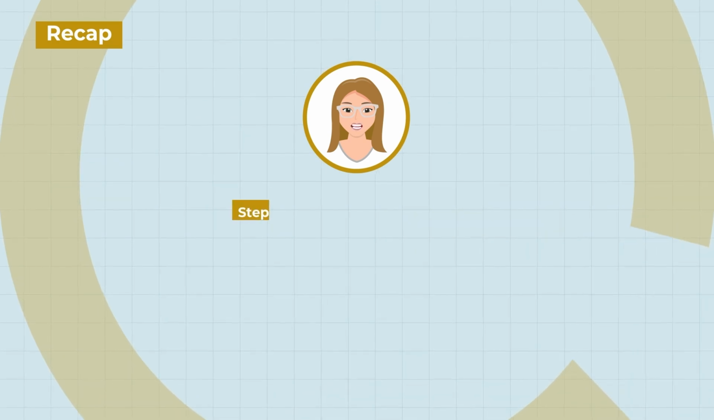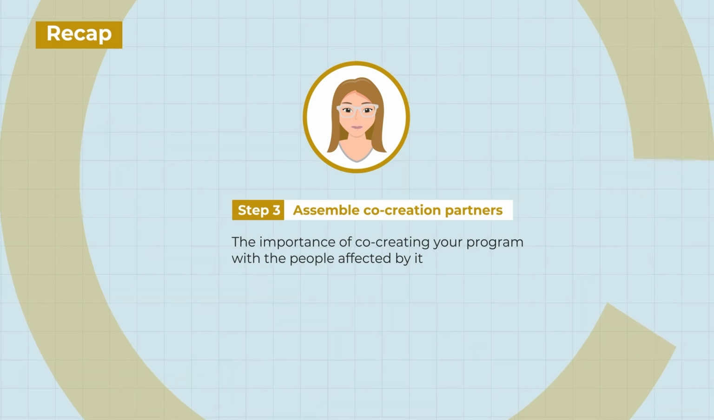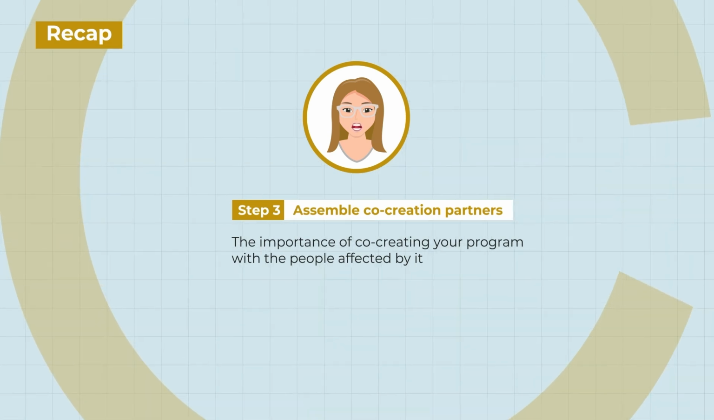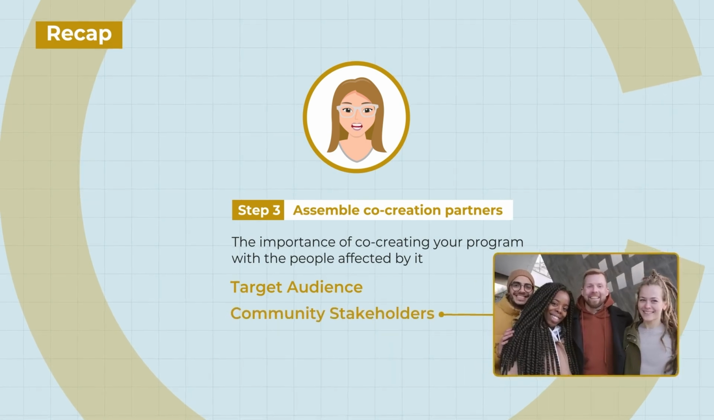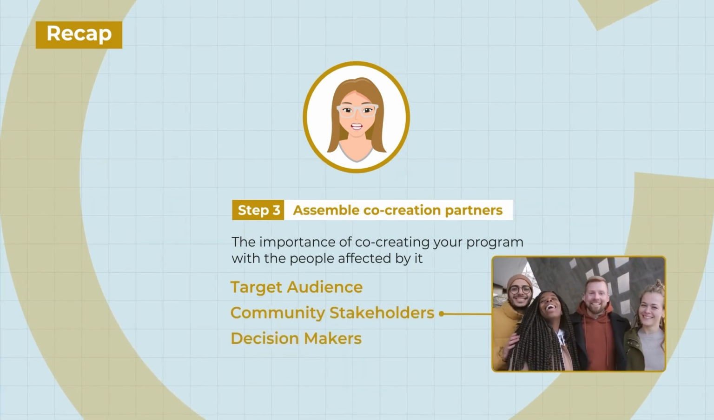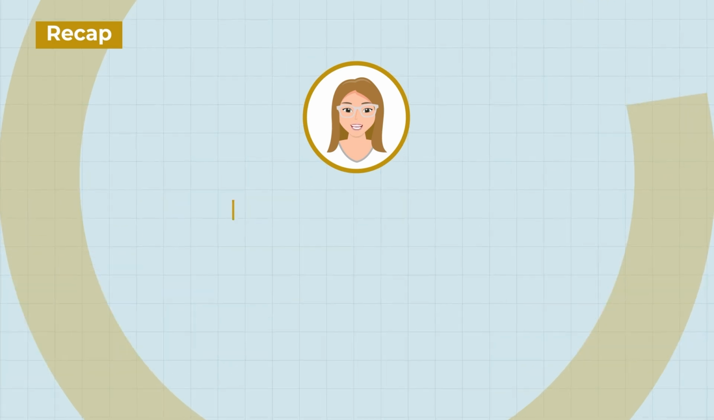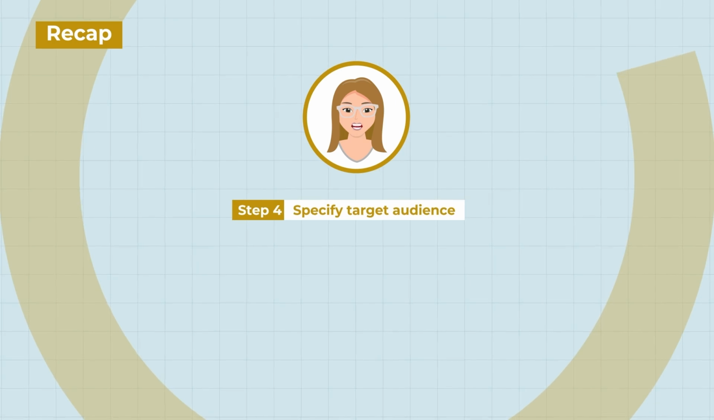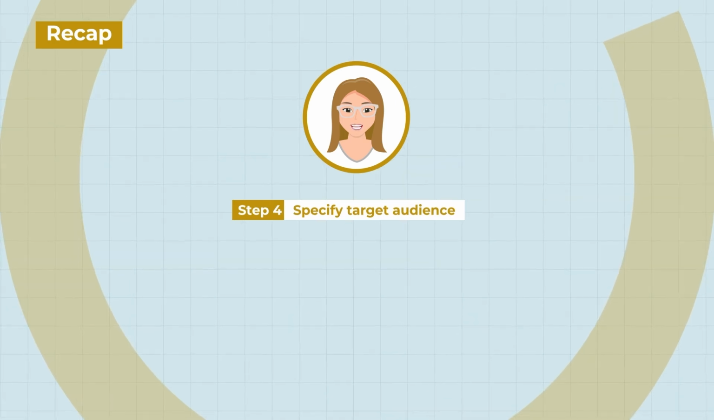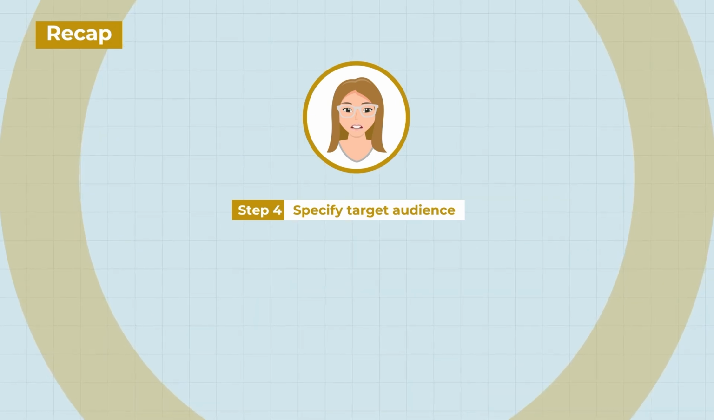After that, in step 3, we talked about the importance of co-creating your program with the people who will be affected by it. This includes your target audience, community stakeholders, and decision makers. That kind of teamwork will result in a better program, and it will get a lot more buy-in. In step 4, you chose a target audience for your program. Aiming your message at everyone is like trying to catch fish with your bare hands. Frustrating and not very effective.